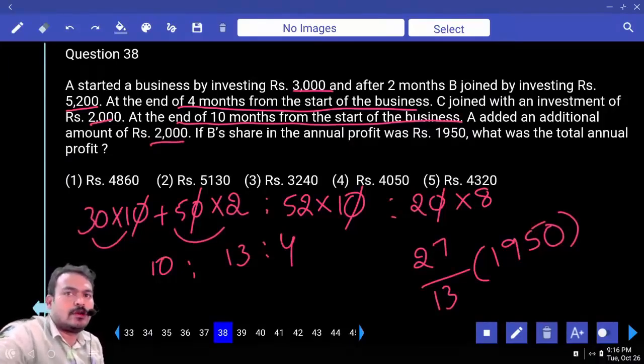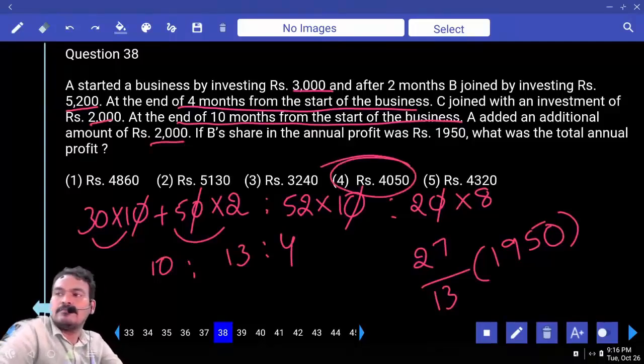1950. We require 27 parts, which is almost double the 13 or not? What is the 13 parts value? 1950. Double of 1950 is 3,900 or not? Then the answer will be near to 3,900. Which option? Fourth option or not?